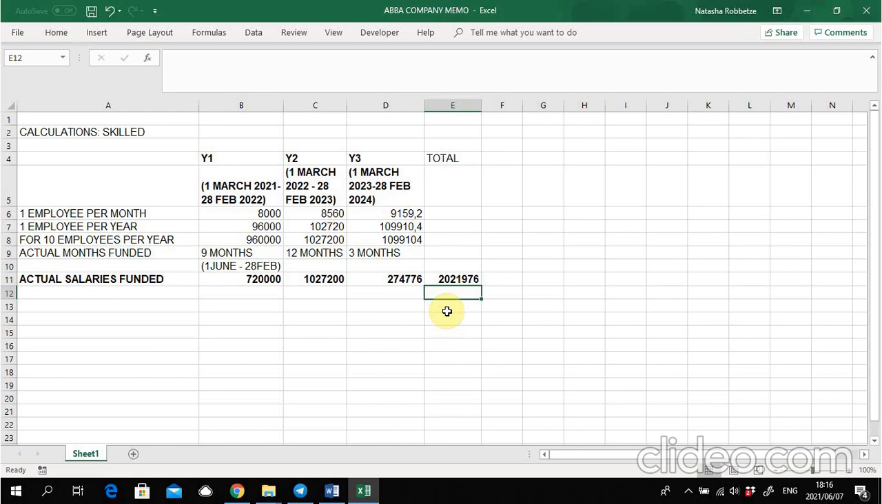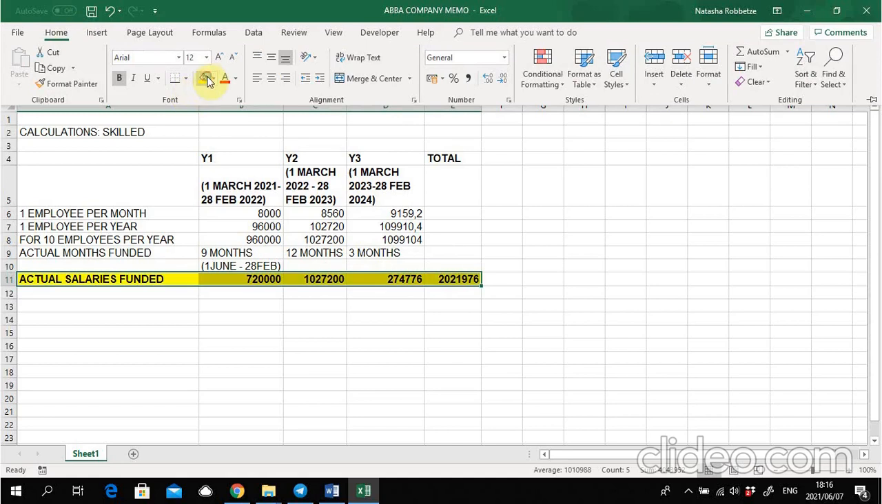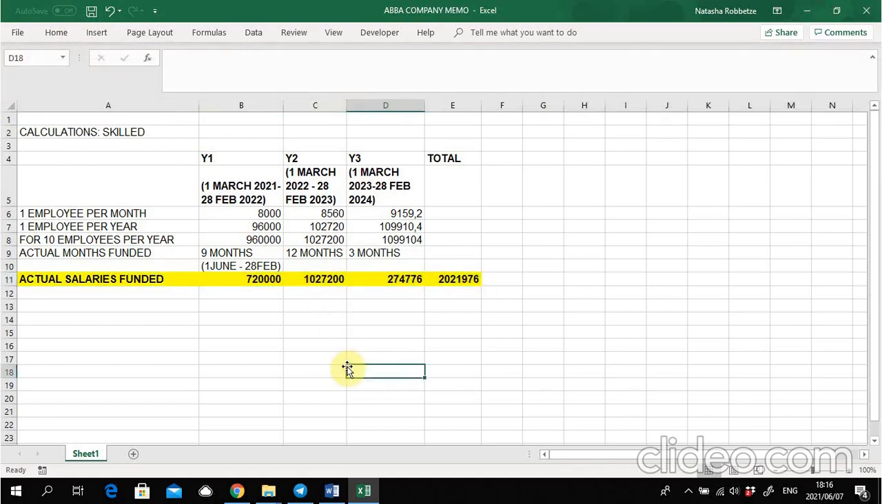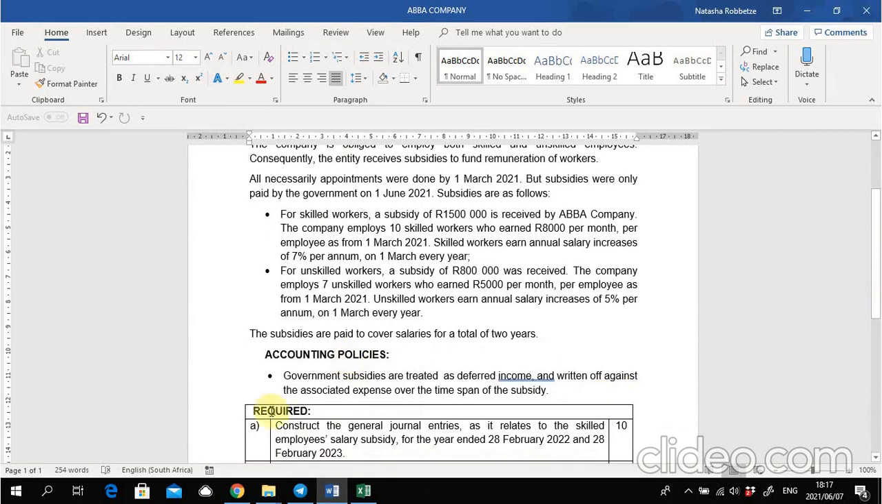Because for the subsidy, I'm going to use this salaries funded. I'm just going to highlight it in yellow. And I'm going to use that as my weight or my weighting in order to calculate how much of this calculation that I'm doing for the subsidy should be carried from deferred income to profit and loss, which is per the explanation or per the policy, they say it needs to be written off against the associated expense. So if we take it to profit and loss, we need to now write it off against the employee remuneration.